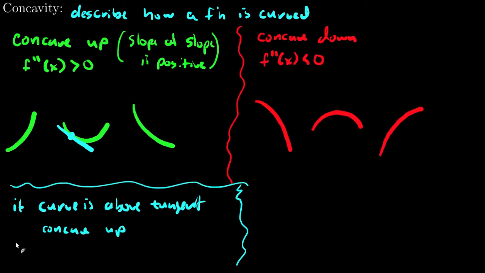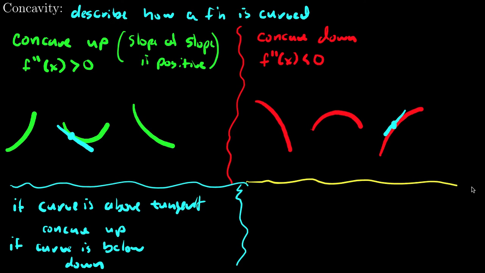And the exact opposite, if the curve is below the tangent, then it's concave down. And so if I drew a tangent line here, you can see the curve is consistently below the tangent. It's concave down. Last sort of aside here, an inflection point is where concavity changes.